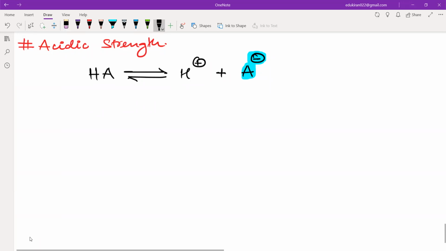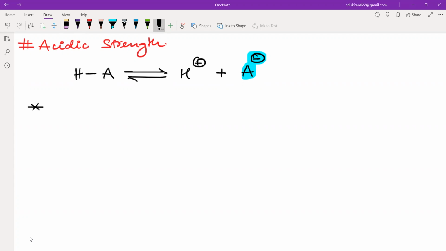We will have strong acids. That means we should have more H positive and more A negative, and the bond breaking between H and A should be easier. The HA bond should break very easily. There are multiple factors that affect the bond breaking of HA. Also, after the bond breaking, this A negative should be stable. If the A negative is stable, it can easily dissociate from H positive and form A negative.